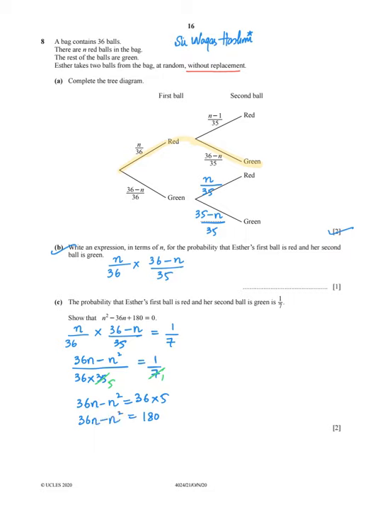The value of n squared is negative, so we need to shift it to the right side. It will be positive n squared. 36n on the right side will be minus 36n, and 180 is already present on the right side, equals 0. So that is our equation we need to show in this part. And after that it says solve the equation. So n squared minus 36n plus 180 equals 0.